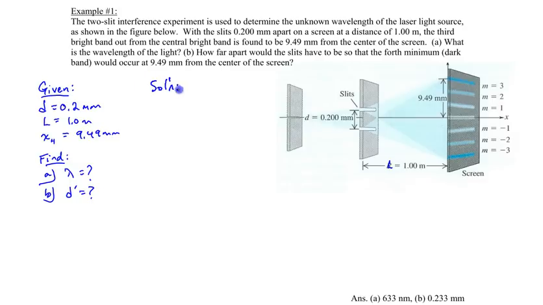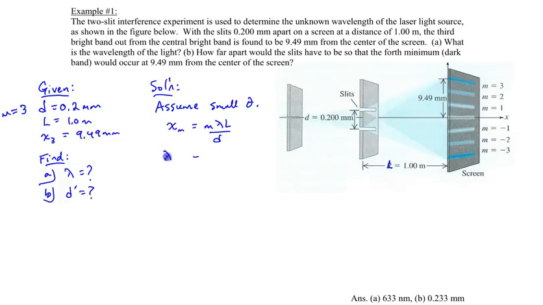So let's go ahead and start solving for lambda. We're going to assume that we have a small angle theta, so that we can use the following equation: x sub m equals m lambda L over D. So we're going to now replace in our m. Order is 3, or is it 4? Oh, it looks like it's 3, not 4 as I listed over here. And we can start substituting in and solving.